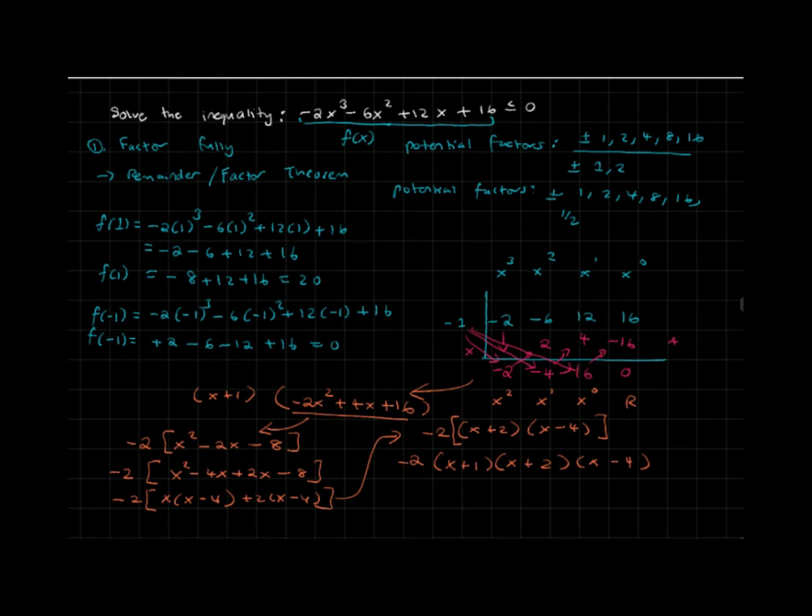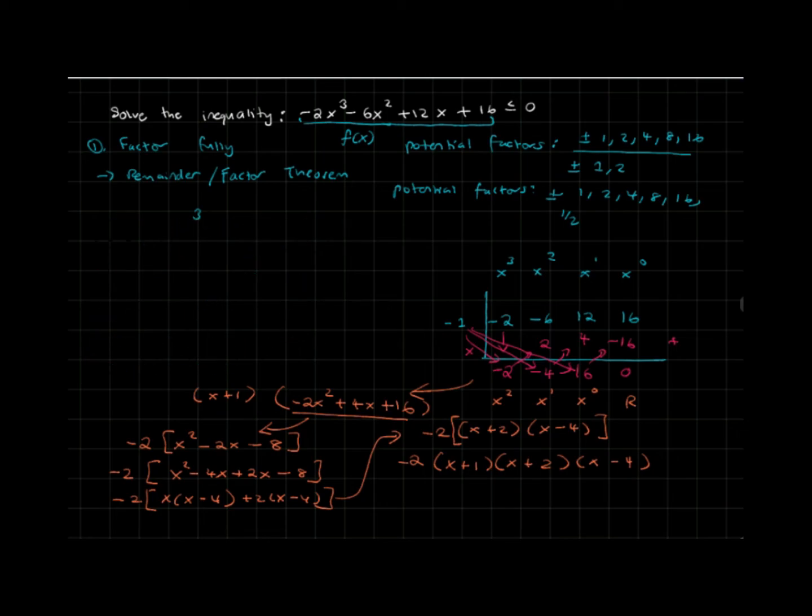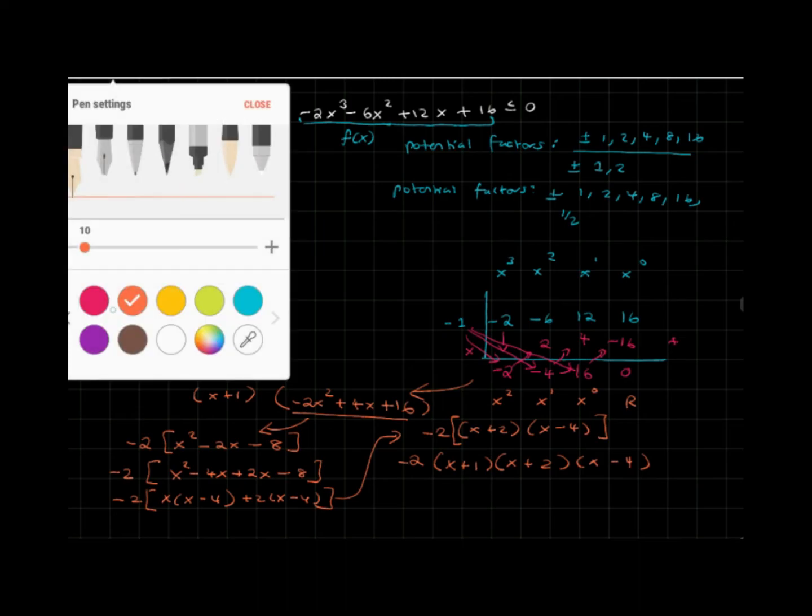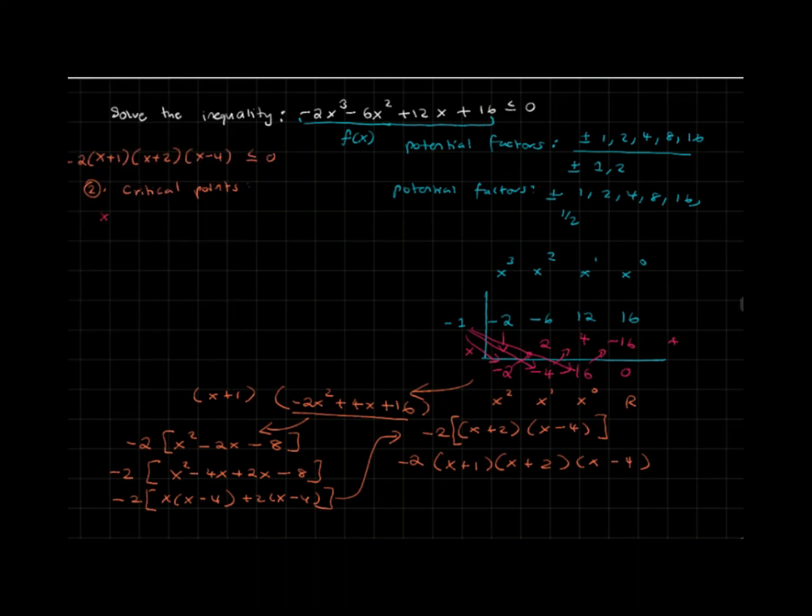After we have the factored expression, next we want to figure out the intervals using this expression. So I'm going to rewrite my inequality as negative 2 times x plus 1 times x plus 2 times x minus 4 is less than or equal to 0. In this case, what you want to do is find your critical points. My critical points here are going to be negative 1, negative 2, and 4.